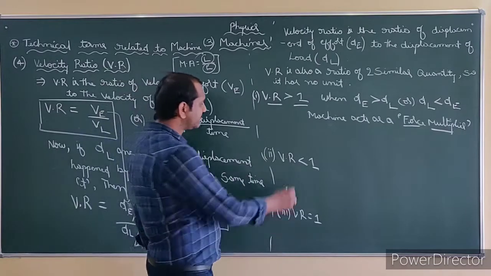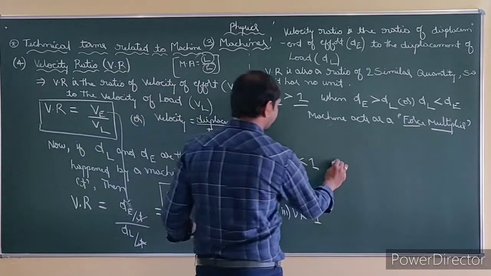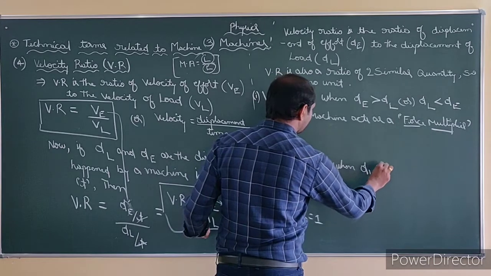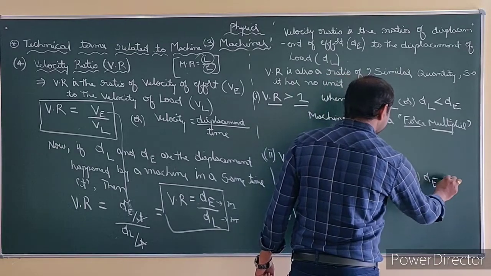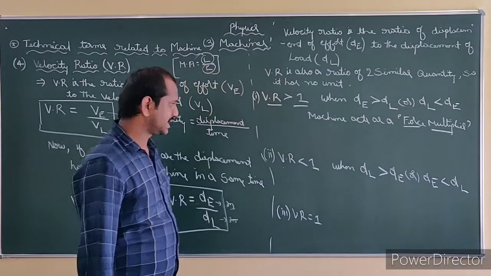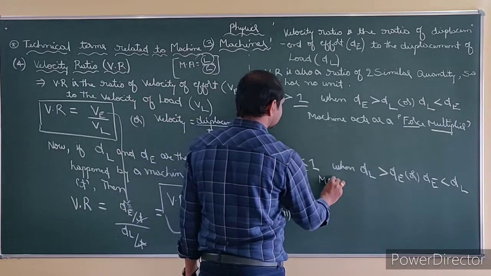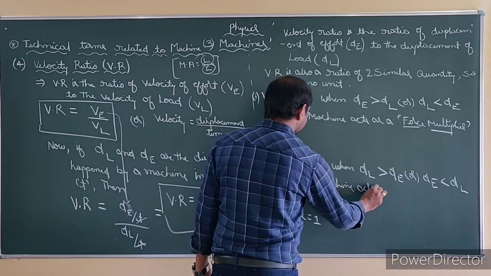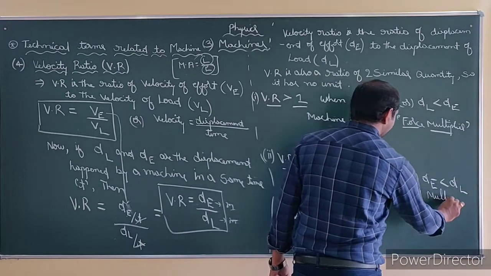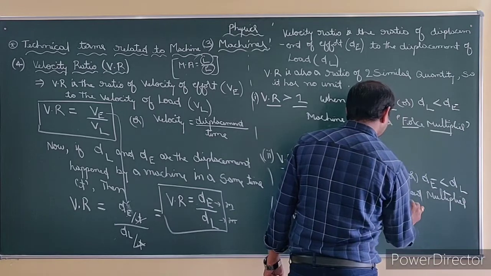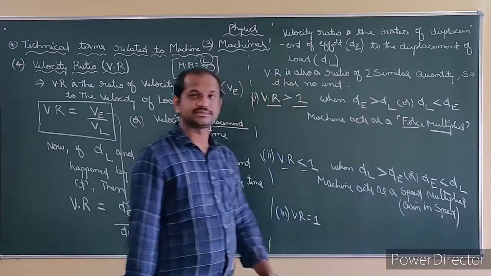Both are the same. Then when velocity ratio is less than 1, when displacement of load is greater than displacement of effort, or displacement of effort is less than displacement of load, both are one and the same, the machine acts as a speed multiplier. Gain means speed. Speed multiplier, or gain is speed.